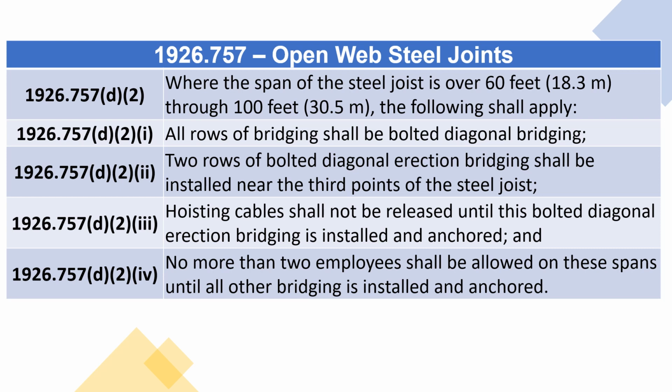1926.757 D.2(i) through (iv). All rows of bridging shall be bolted diagonal bridging. Two rows of bolted diagonal erection bridging shall be installed near the third points of the steel joist. Hoisting cables shall not be released until this bolted diagonal erection bridging is installed and anchored, and no more than 2 employees shall be allowed on these spans until all other bridging is installed and anchored.